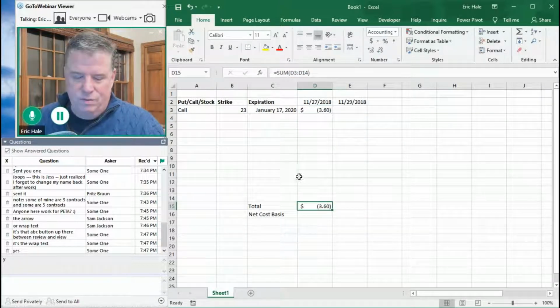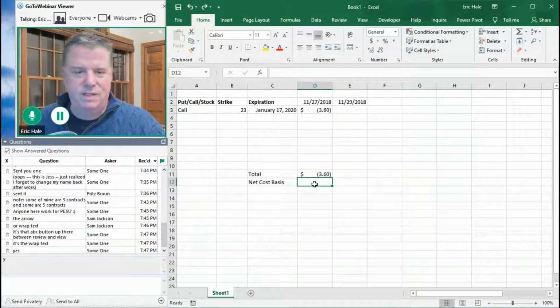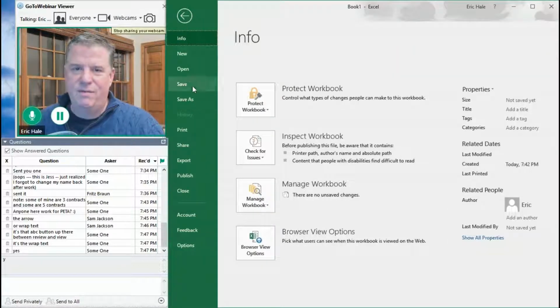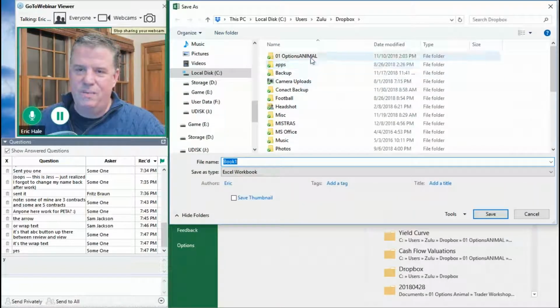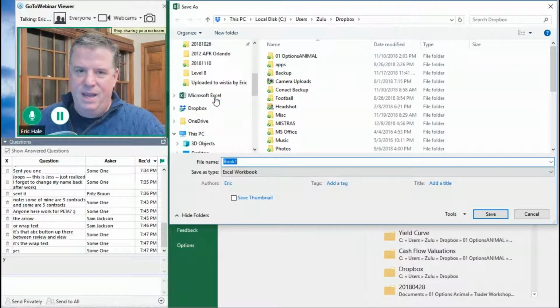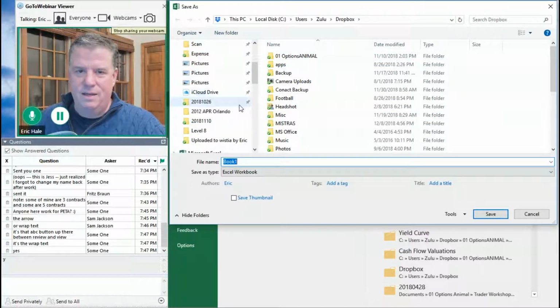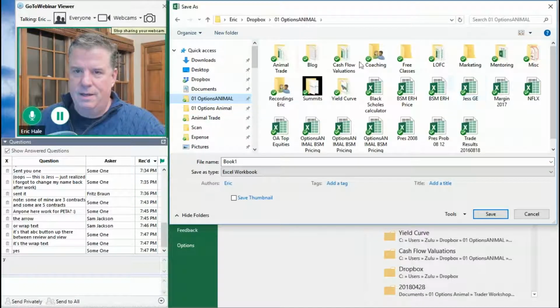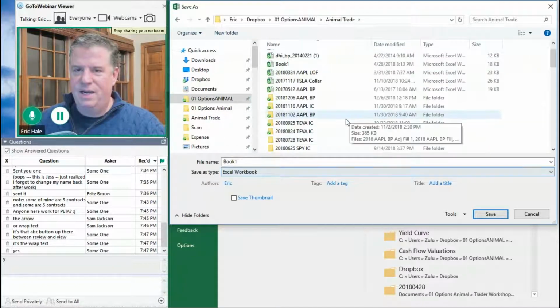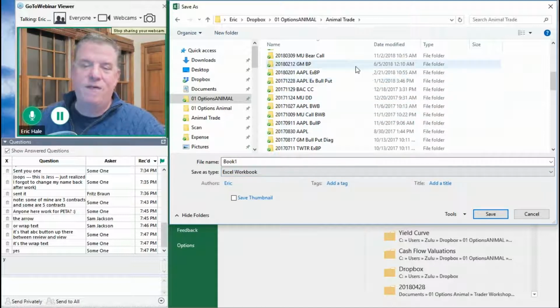So that's my total, and I could undo that if I wanted to. Do lots of saving, undo if you need to undo. So file, good idea right now to say save as, and you need to come up with whatever convention works for you. For me, I keep my animal trades. So I have a trade here, and I label them by whatever you want to do.